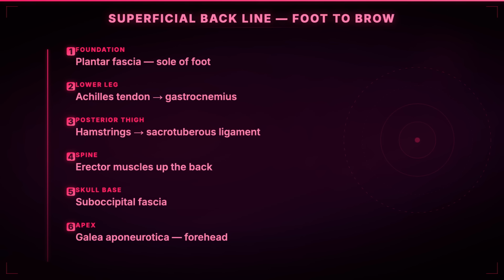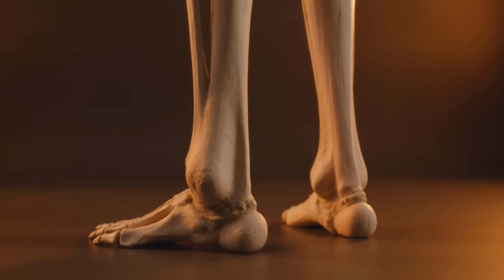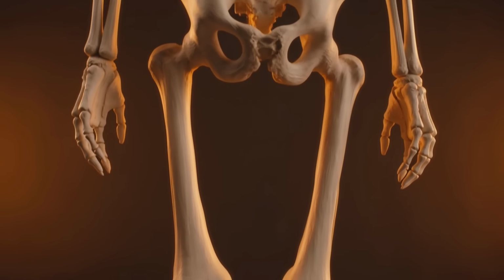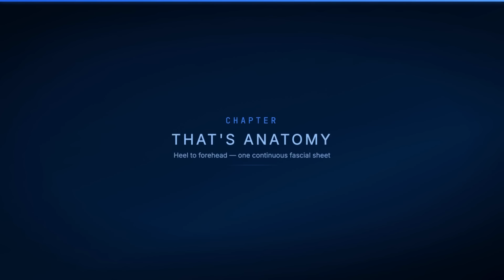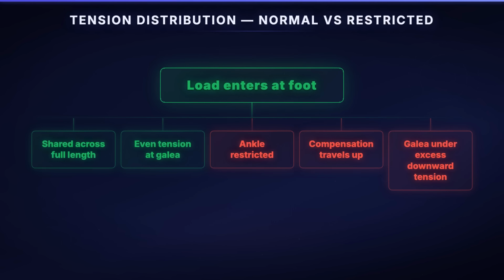The plantar fascia on the underside of your foot thickens into the Achilles tendon. The Achilles connects to the gastrocnemius, the hamstrings, the sacrotuberous ligament at the base of your pelvis, the erector muscles running up your spine, the suboccipital fascia at the base of your skull, and then it fans forward over the top of your head into the Galea Aponeurotica. The same connective tissue layer that covers your heel covers your forehead. That's not a metaphor, that's anatomy.